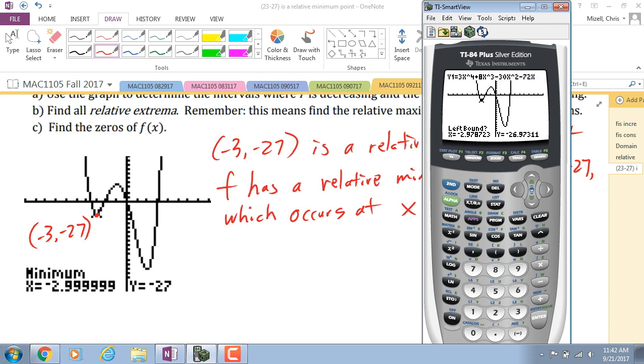Looking for that point at the top of the hill there, the left bound. Well, if I think it's happening right at negative 1, I want to choose a left bound that's a little bit less than negative 1. Maybe negative 3 would be a nice left bound.